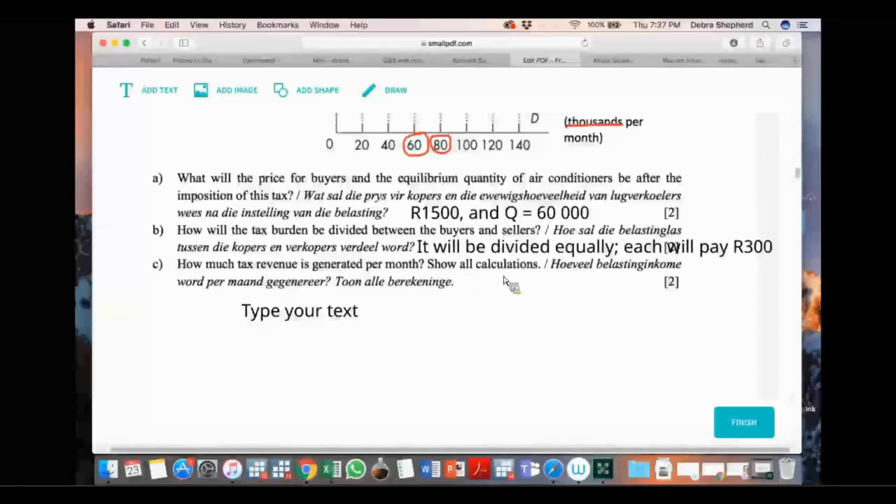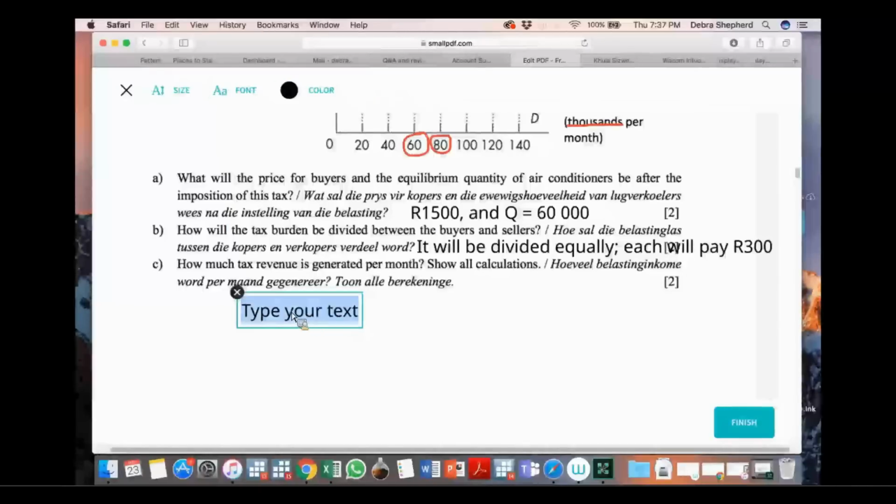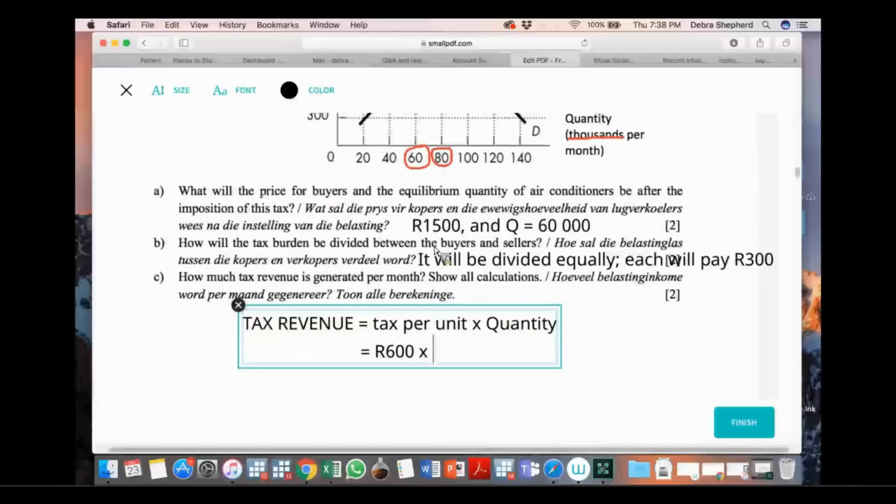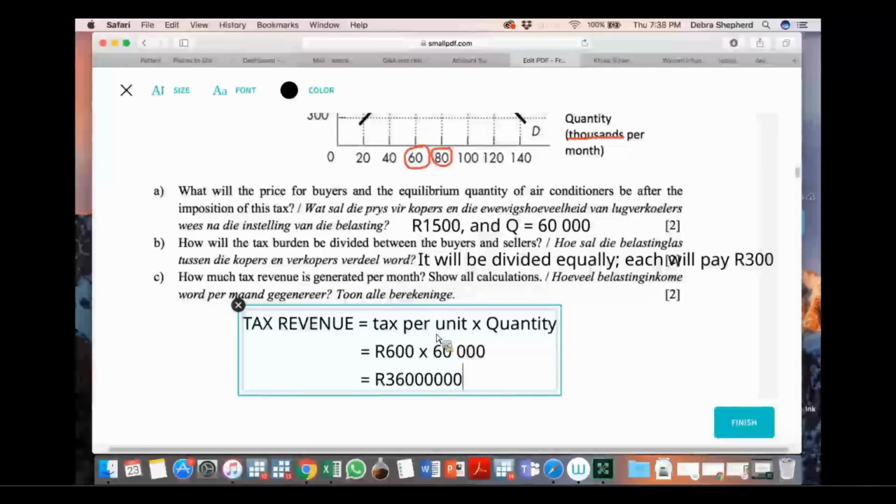Show all calculations. So the tax revenue is calculated as the tax per unit multiplied by the quantity that is sold in the market. So the tax per unit we know is 600 Rand, and after the tax is put in place, quantity is 60,000. So the answer will be 36,000,000. So it's going to be 36 million Rand.